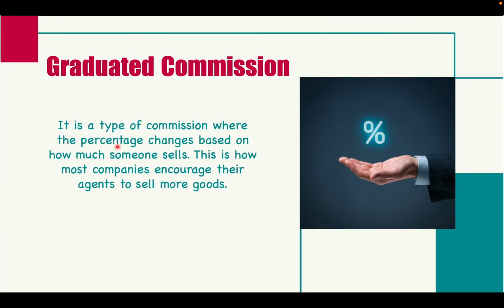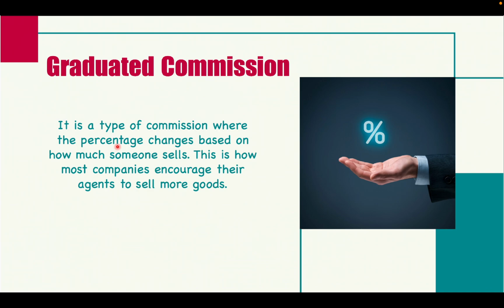Next, the last one is graduated commission. So, yung graduated commission naman natin is a type of commission where the percentage changes based on how much someone sells. This is how most companies encourage their agents to sell more goods. Okay. So, ito yung tinatawag natin pag sinabing graduated. Ito ay may level. So, per level commission, ibig sabihin, halimbawa, level 1.